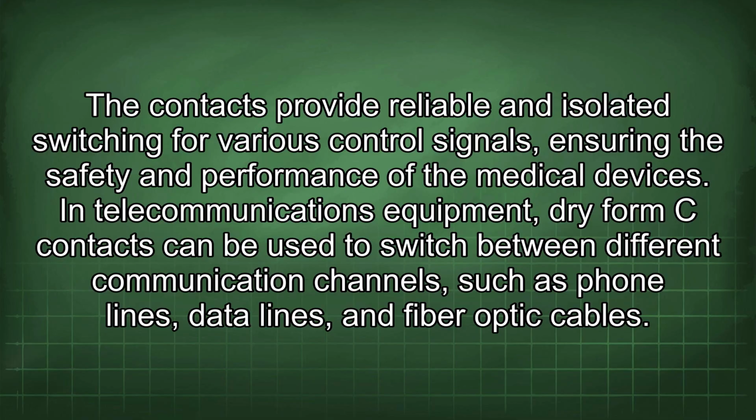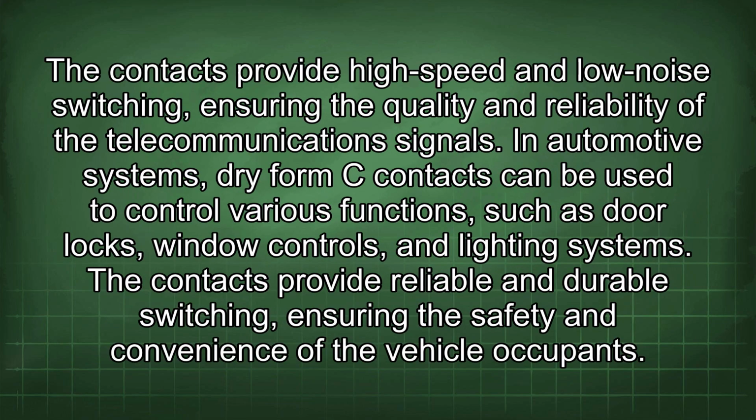In telecommunications equipment, dry form C contacts can be used to switch between different communication channels such as phone lines, data lines, and fiber optic cables. The contacts provide high-speed and low-noise switching, ensuring the quality and reliability of the telecommunications signals. In automotive systems, dry form C contacts can be used to control various functions such as door locks, window controls, and lighting systems. The contacts provide reliable and durable switching, ensuring the safety and convenience of the vehicle occupants.